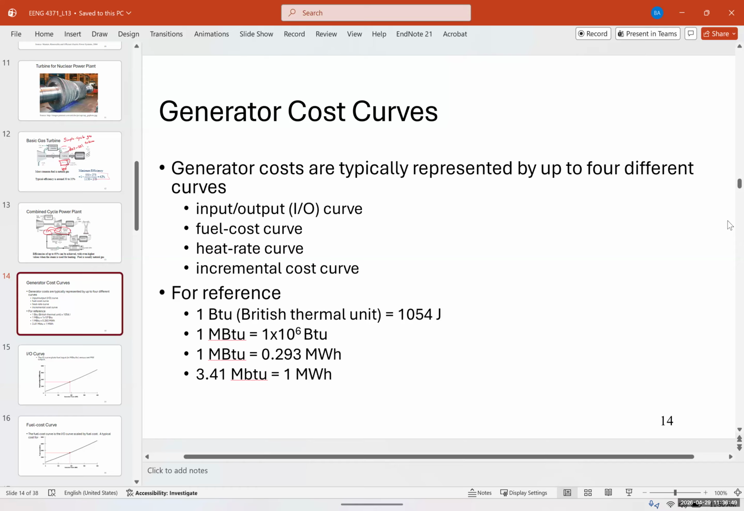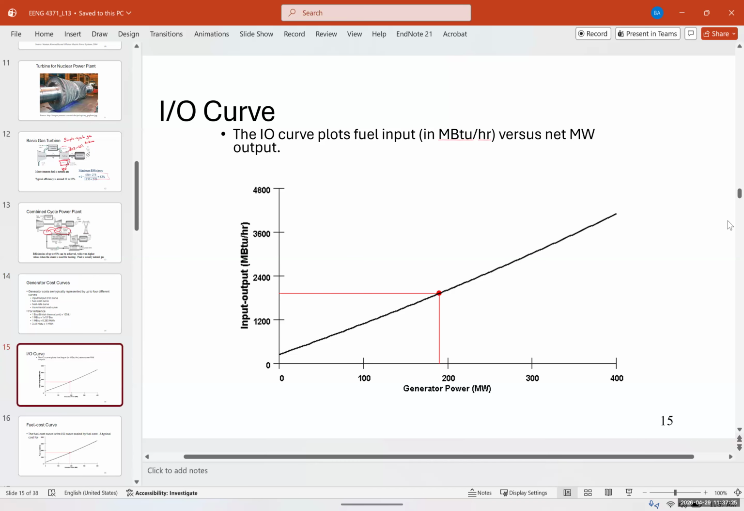And before we go further, let me remind you of the unit conversion, which is in the slide. 1 MBTU is 1 million BTUs. 1 million BTU equals 0.293 megawatt hours, or 3.41 MBTU equals 1 megawatt hour. You will need these for calculations in the next slide.